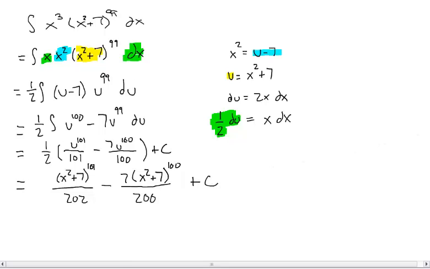And that's how we'll complete u substitutions that don't follow our standard rules of u substitution.